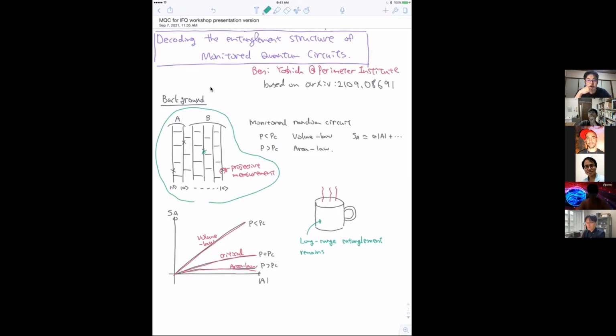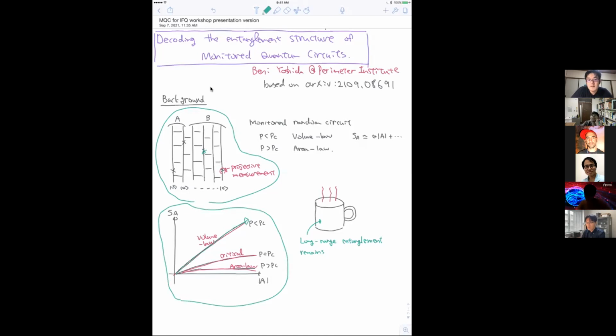Now, naively, you might think that the system will remain to obey the area law entanglement, because measurement tends to destroy the entanglement and reduce the measured qubit to a product state. However, quite surprisingly, it has been found that if measurement probability p is smaller than some finite threshold value, then the output wave function remains to obey the volume law entanglement. So huge entanglement remains. And here is a very typical behavior of the plot of the entanglement entropy. As you increase the subsystem size A, the system becomes more and more entangled, and it obeys the volume law if the measurement rate is small enough.